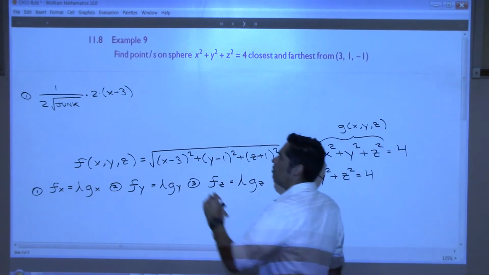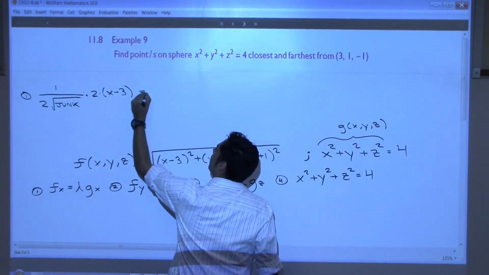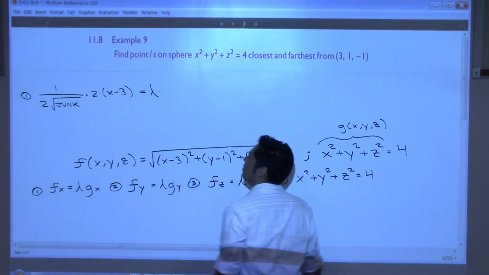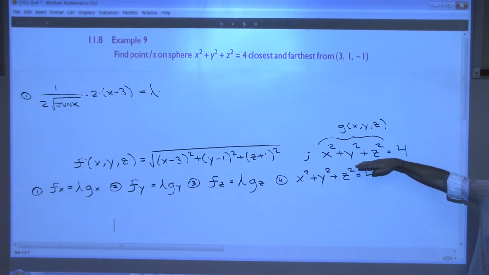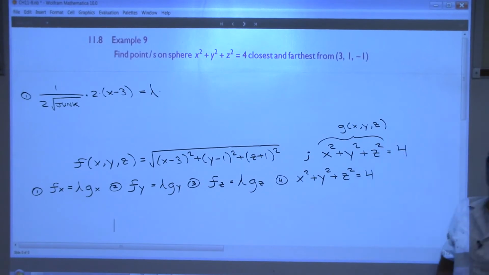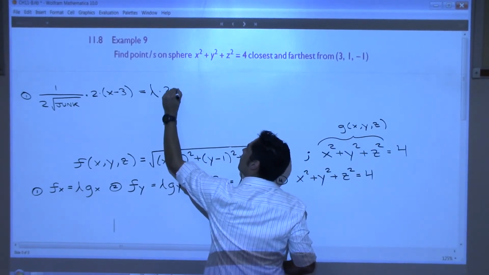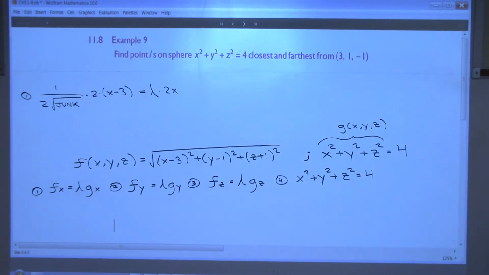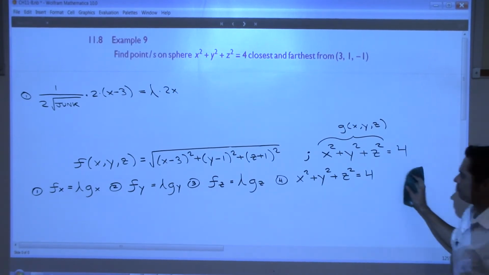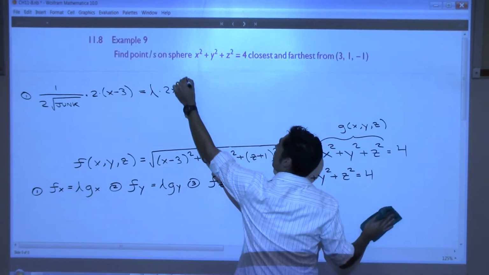That must equal lambda times the derivative of g with respect to x. Now here's g. What's the derivative of g with respect to x? 2x. All right, that wasn't so bad, I guess. We okay with that? All right, now, second equation.